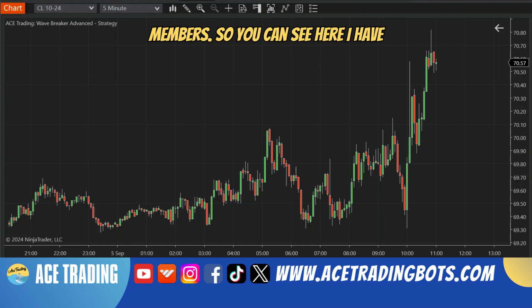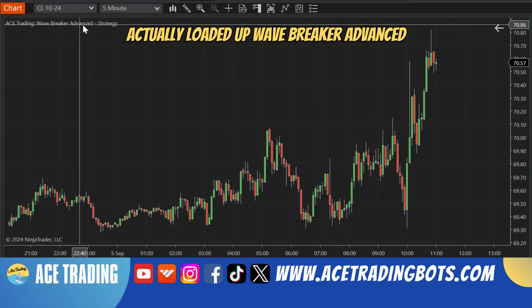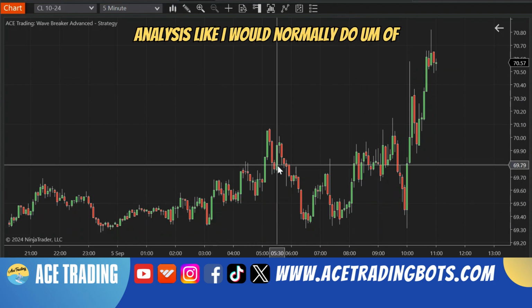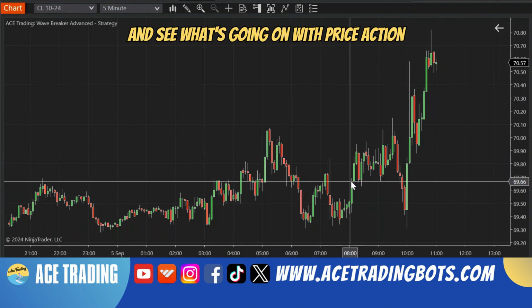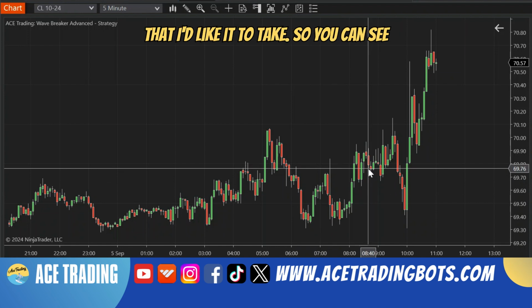guys as members. So you can see here I have crude oil on the chart. I've actually loaded up Wavebreaker Advanced, and I'm going to show you some parameters, but I want to do a bit of analysis like I would normally do of the charts and see what's going on with price action, and then set up the bot to take the trade that I'd like it to take.